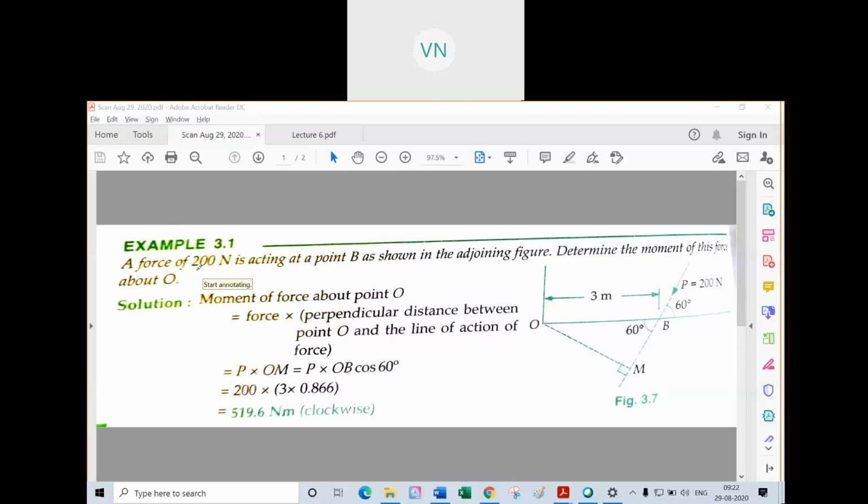Okay. Listen now. So what is given in this question? A force of 200 Newton. So this is the force P, 200 Newton. It is acting at a point B. So this is the point B, and this force is acting at this point. We have to determine the moment of the force about O.